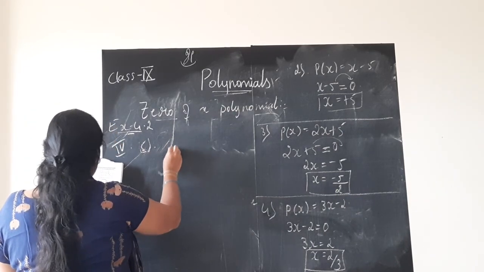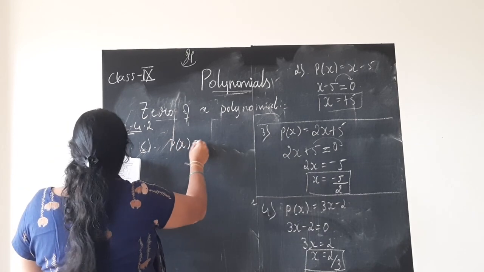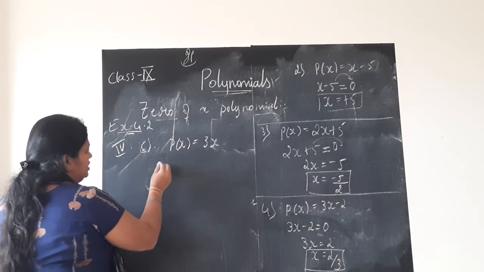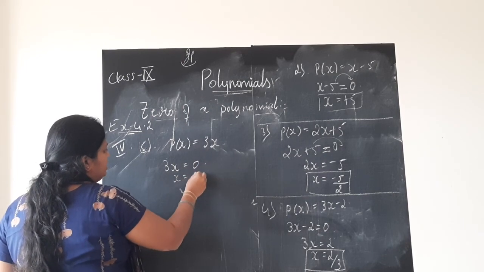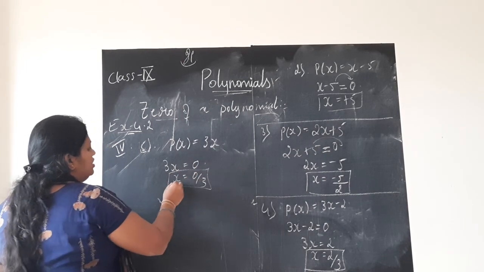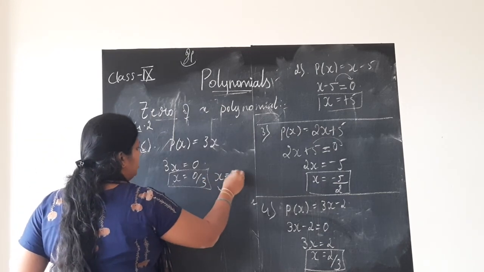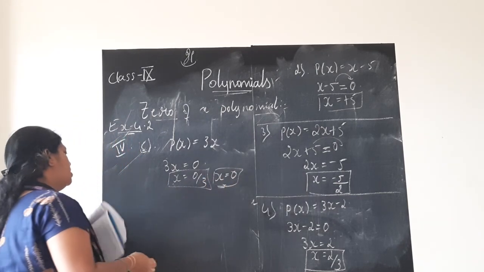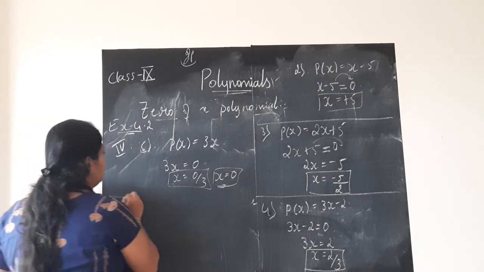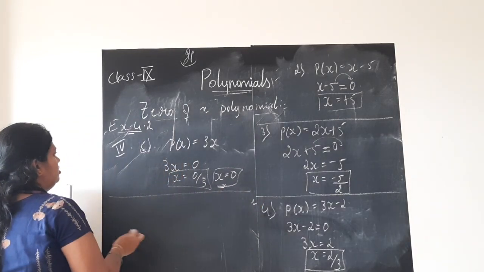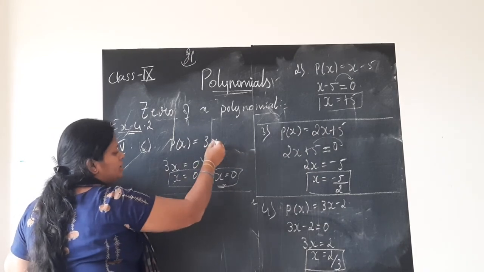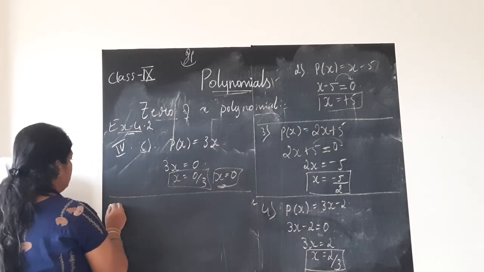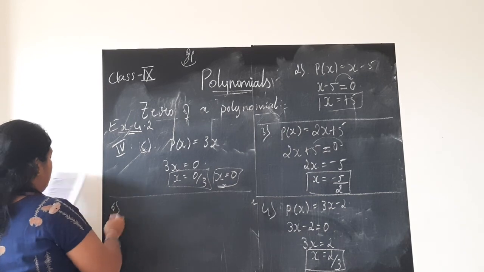Fifth question is P of x is equal to 3x. Here only one term, my monomial is given. Just equate it to 0. What is x? 0 divided by 3. Is there any 0 divided by 3? No, it is undefined. So leave it as it is. x is equal to 0 is the 0 of a polynomial. 0 divided by 3 is 0. So x is equal to 0 is the 0 of a polynomial.